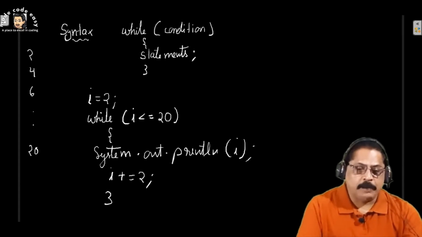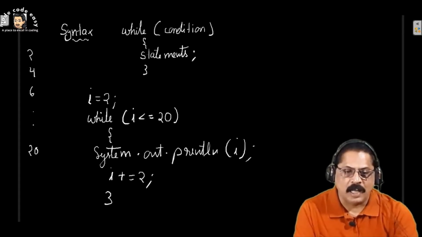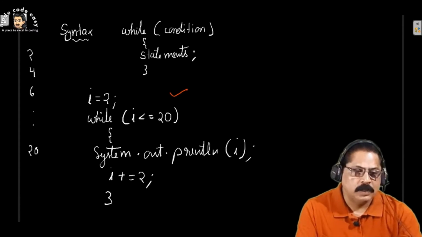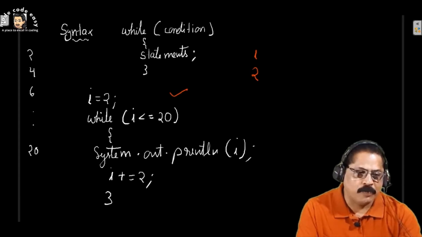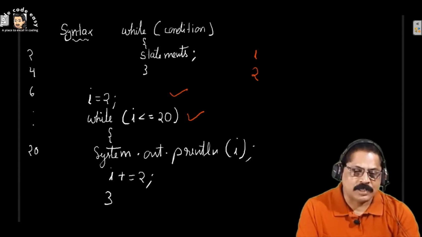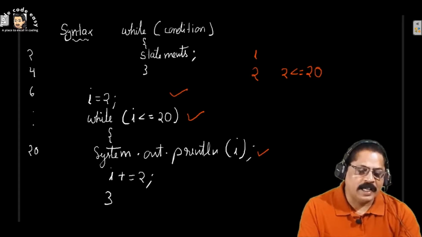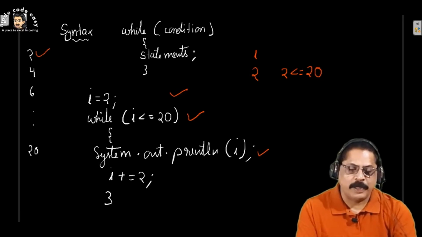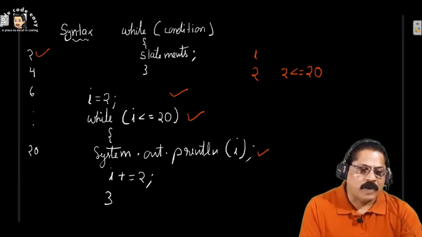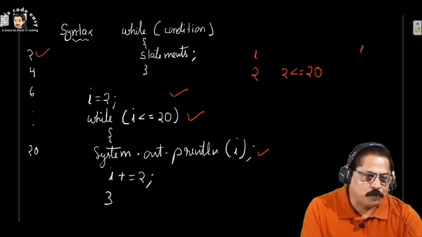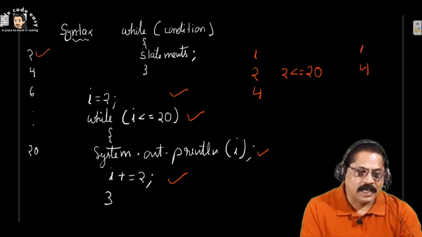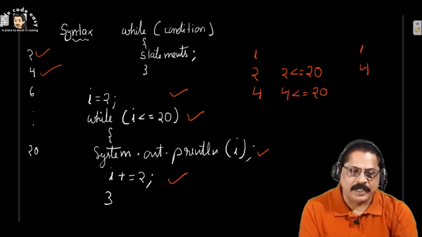The first time this initialization is done, i equal to 2. This is the initialization value of i. Then the condition is tested. 2 less than equal 20, condition is true. i is printed out. This means 2 is printed. The value of i now becomes 4. Then the condition is tested. 4 less than equal 20, condition is true. 4 is printed out.